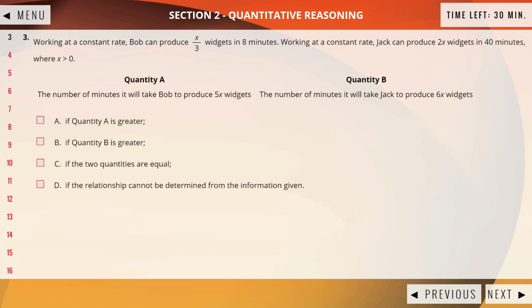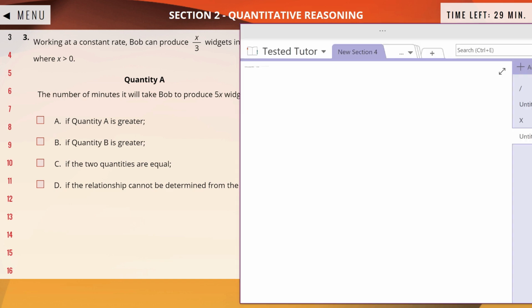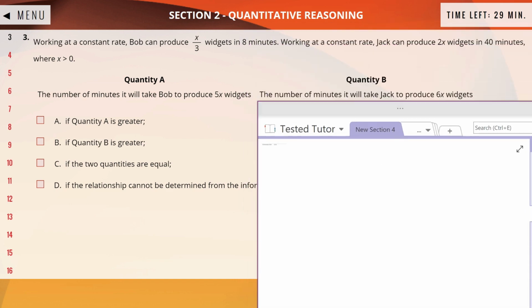Okay, working at a constant rate, Bob can... This is why we need to go fast on the easy ones to have time for those kind of ones. Working at a constant rate, Bob can produce X over 3 widgets in 8 minutes. Working at a constant rate, Jack can produce 2X widgets in 40 minutes. The number of minutes it will take Bob to produce 5X, the number of minutes to take Jack to produce 6X. Okay, so we should be able to do that quite quickly. What we would do here is make it equal. So if Bob can do X over 3 in 8 min, times both sides by 3, he can do X in 24 min.